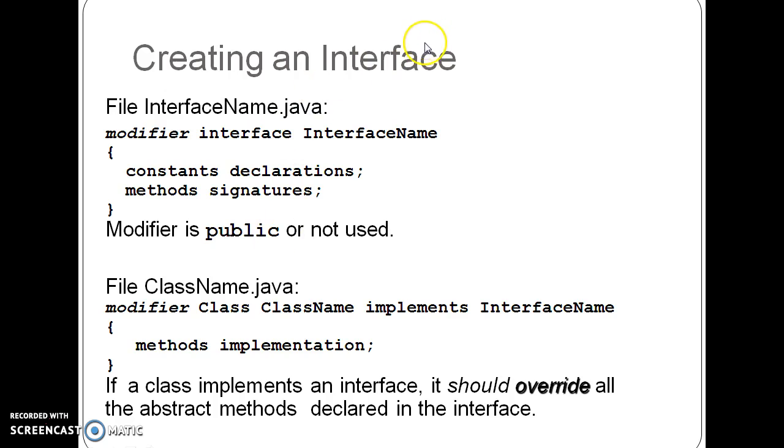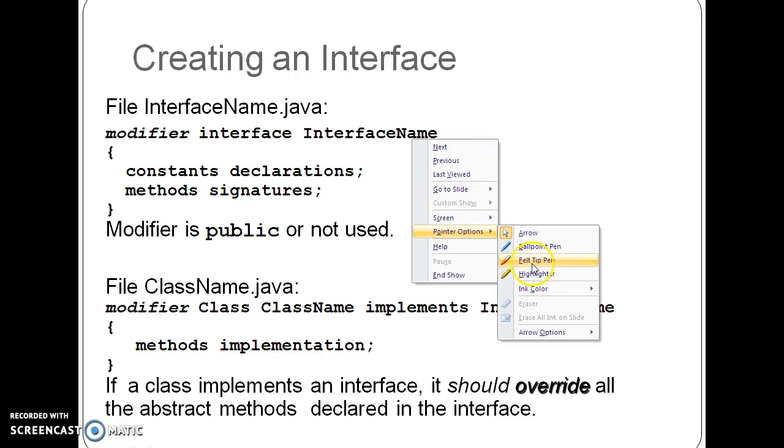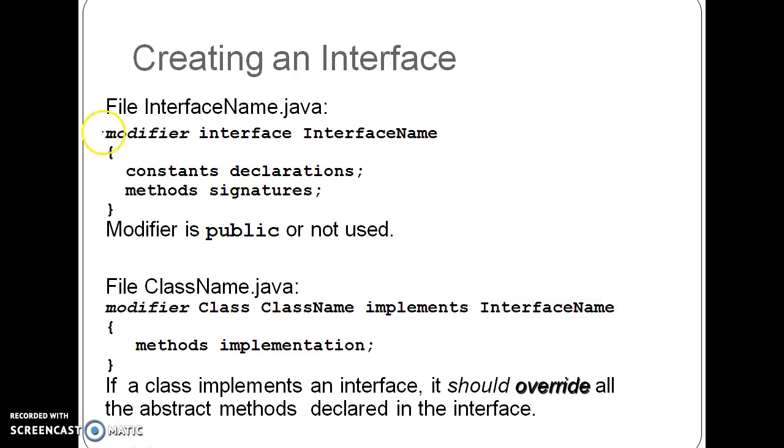Now we can see how to create an interface. For creating an interface, the syntax is modifier interface, interface name, followed by curly braces, then constant declarations and method signatures. The constant declarations are the area where constant data types are usually declared. Then we have method signatures. This is the area where we will be including the abstract methods.